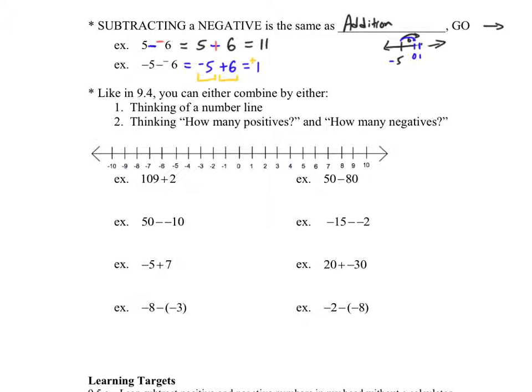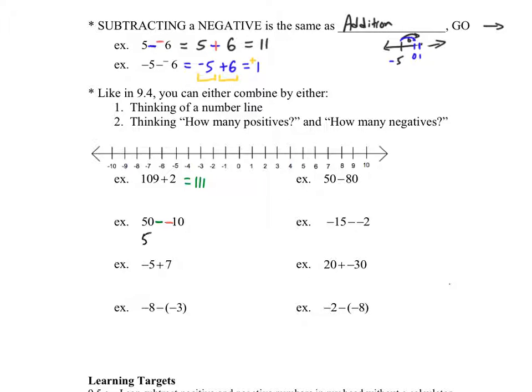So if I have this 109 plus 2, well, some of these aren't going to fit on my number line, but we could look at it as though 109 is going to be over here somewhere. And if we add 2 to it, addition means we go 2 to the right. So you can picture you'd have 110 and then 111. So the answer to this one would be 111. So equals 111. Next we have 50 minus a negative 10.